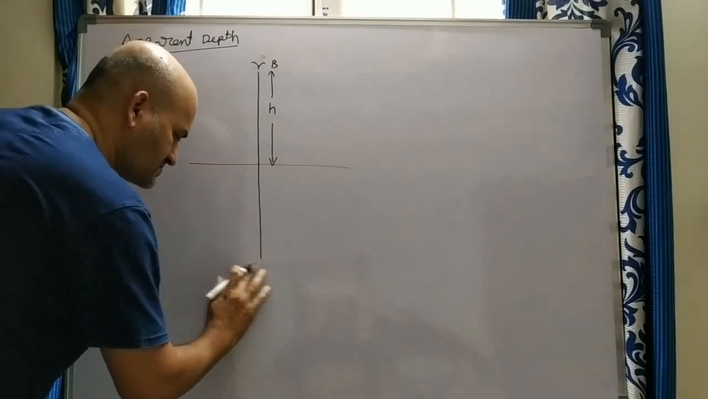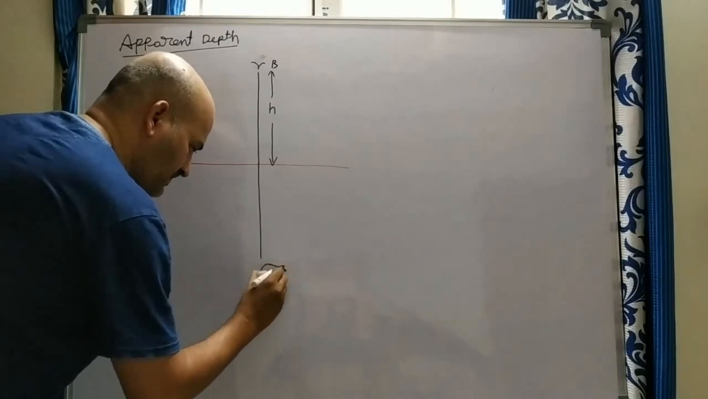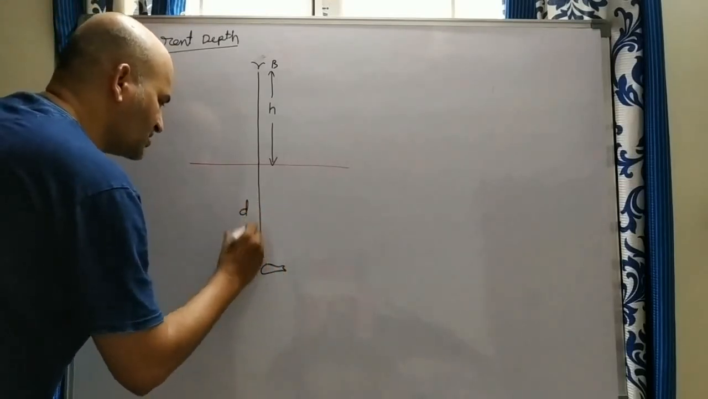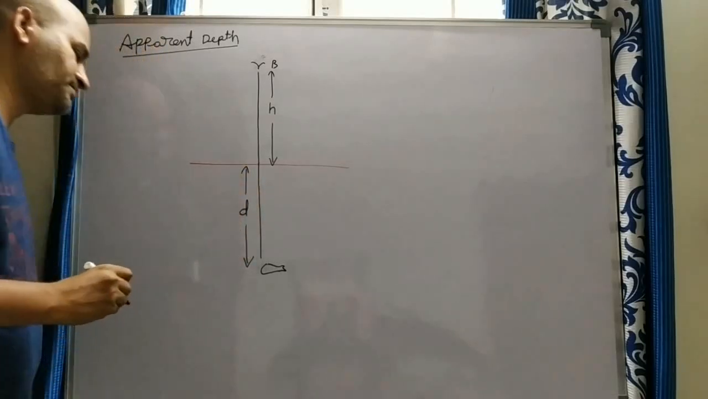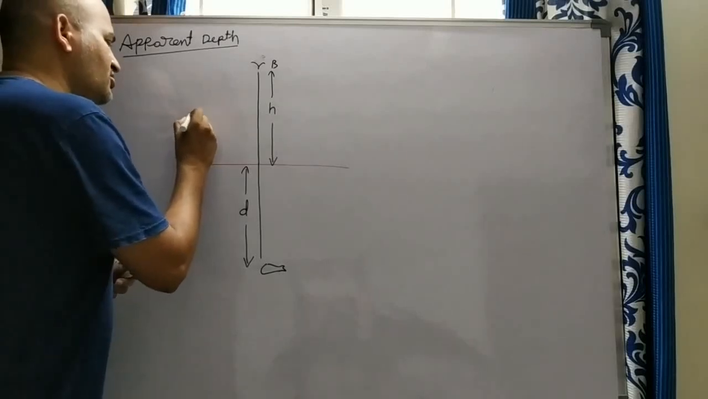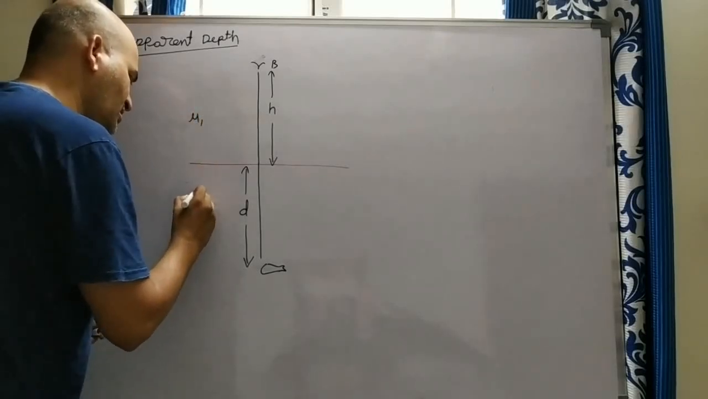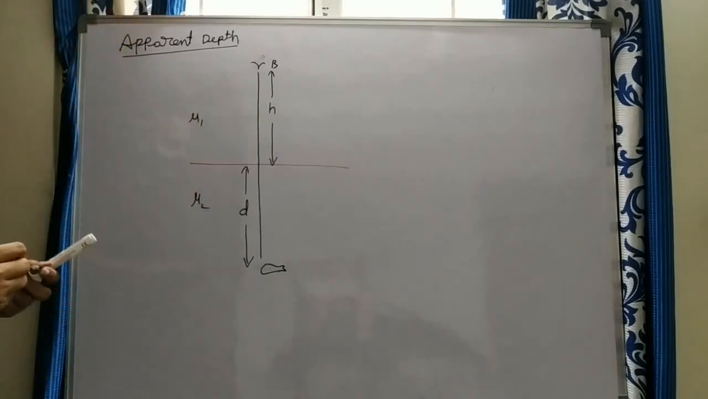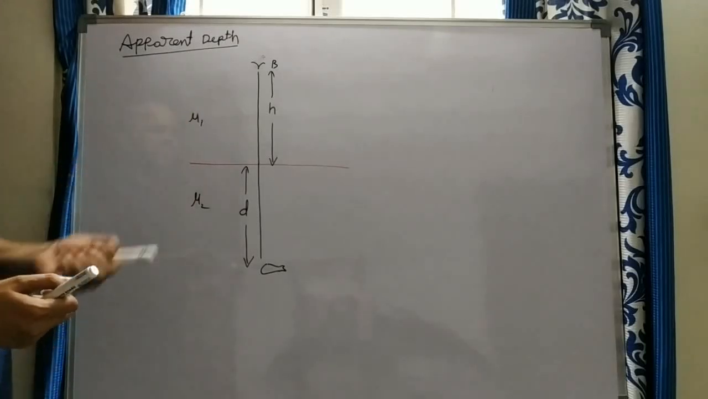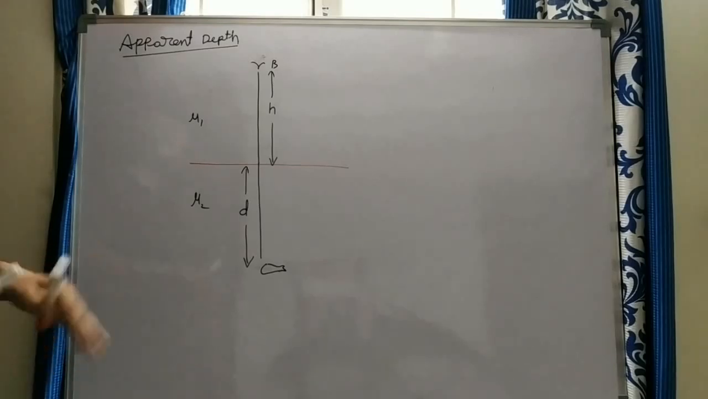There is a fish below the water surface, at a depth d from the surface of the water. The refractive index of the first medium is mu1 and the refractive index of the second medium is mu2. Of course, the first medium is air, so its refractive index we can take as 1. Afterwards we can substitute that value.